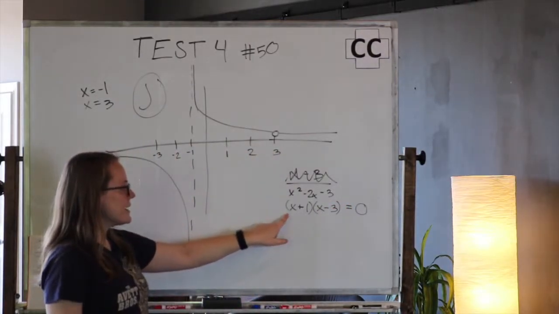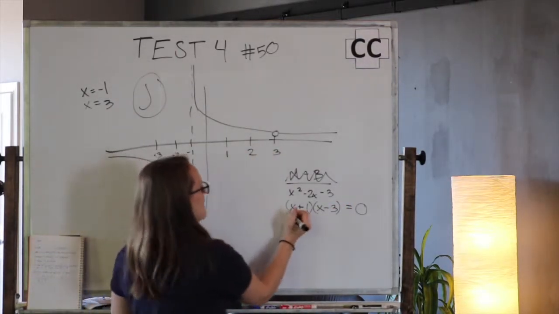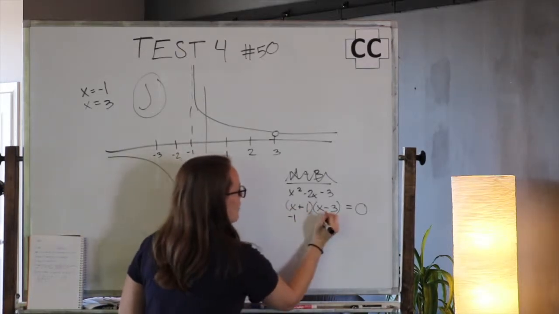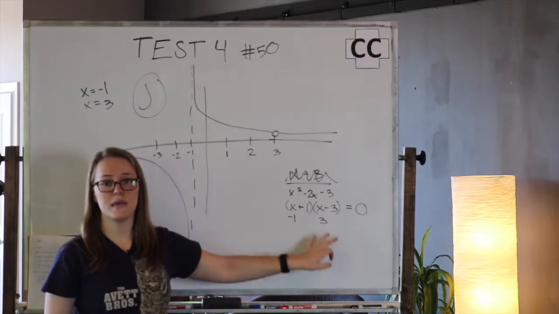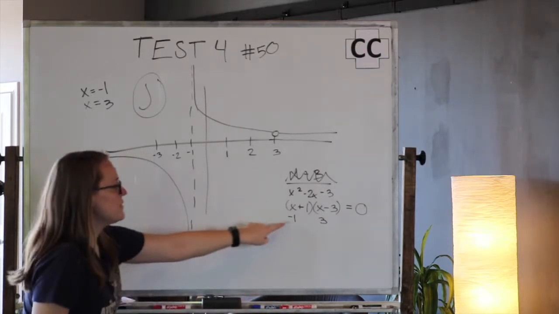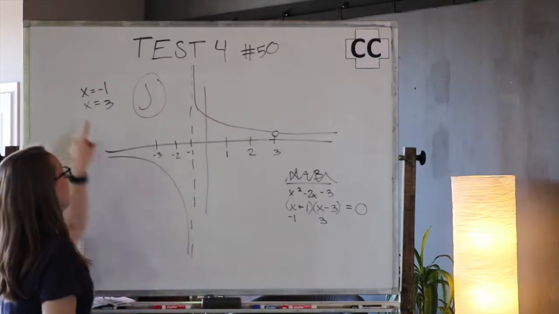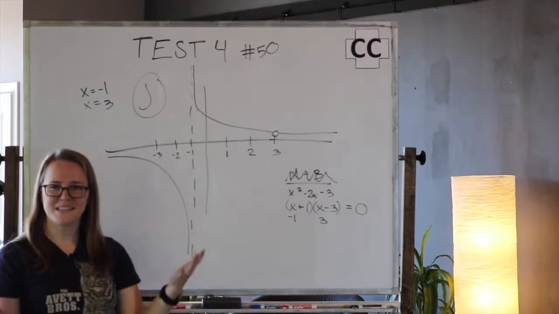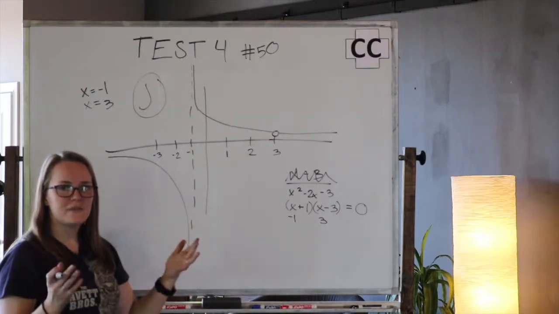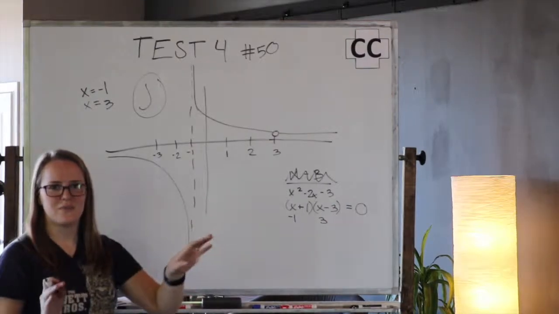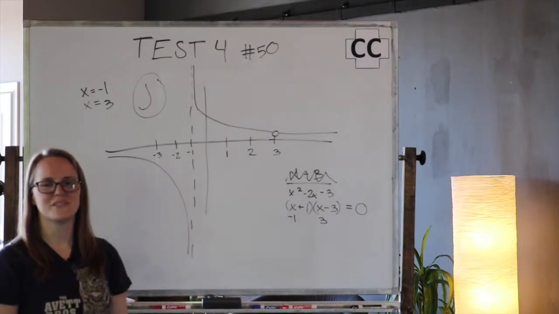Now, if you plug in either -1 right here or 3 right here, that's going to make the whole bottom term equal 0. And you'll notice -1 and 3 are the very same numbers where x doesn't cross in this graph. So that's two ways you can figure out that the domain of this is x does not equal -1 and x does not equal 3, which is option J.